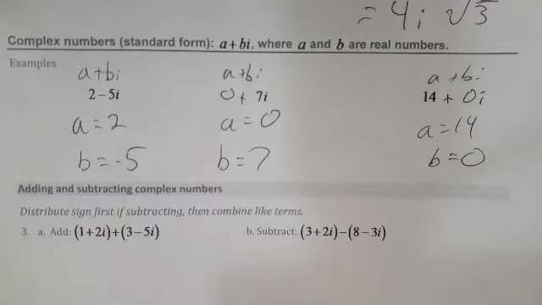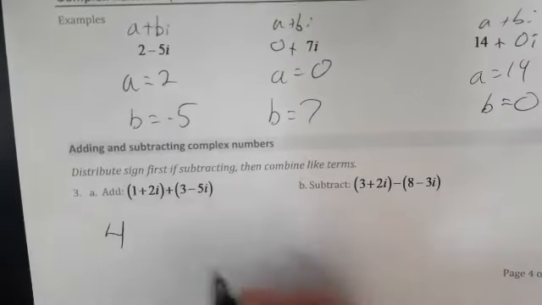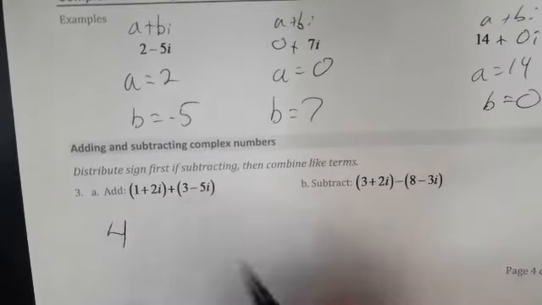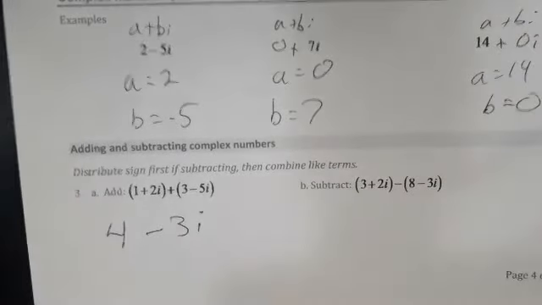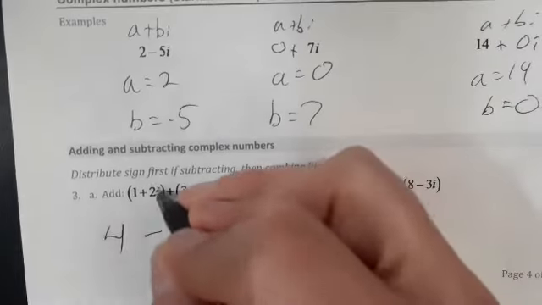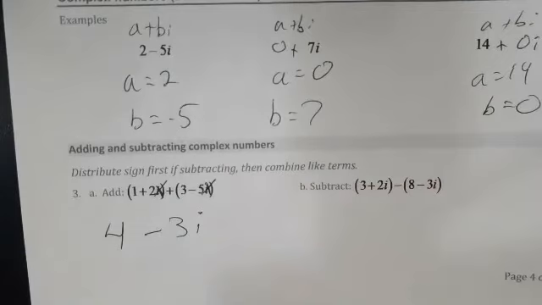So 1 plus 2i plus 3 minus 5i. I'm not going to spend too much time doing this one, but 1 plus 3 is going to give me 4. 2 minus 5 is going to give me minus 3. If you have to draw an x to get there, draw your x for a second and then erase it in the end. 1 plus 3, 2 minus 5.